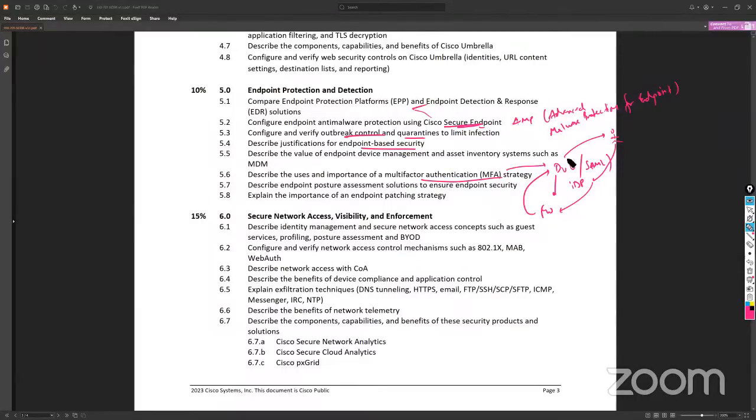But we will be discussing Duo. Now, from Duo's perspective, Cisco does not want you to be able to configure Duo. They only want you to be able to understand the uses and importance, why multi-factor authentication is needed, and how it can help networks.